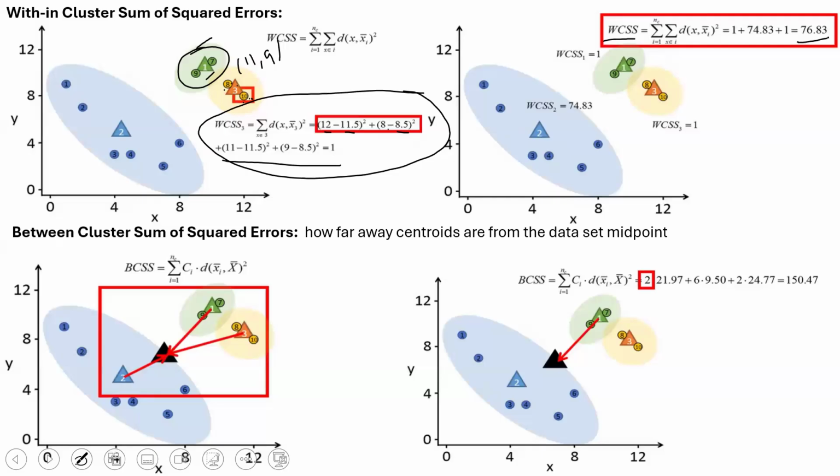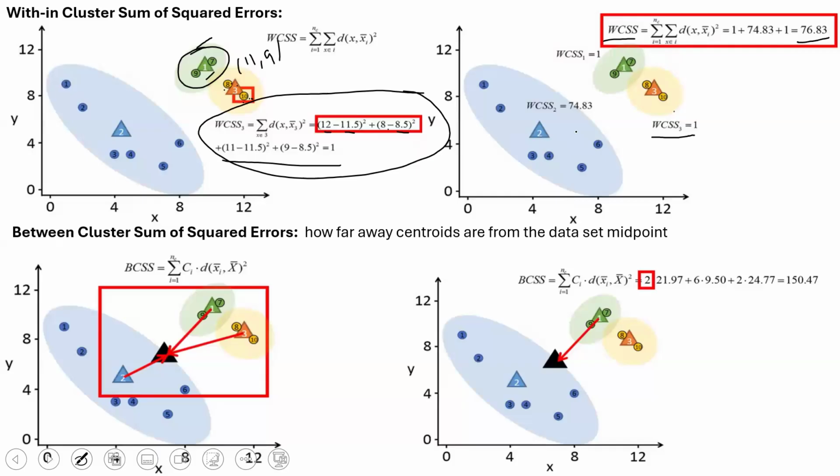So similarly, you calculate the within cluster sum of squared errors for cluster 3, cluster 1, and cluster 2, and you summate all of them so that you will get the within cluster sum of squared distances. And now between cluster sum of squared errors is nothing but how far away the centroids are from the data set midpoint.